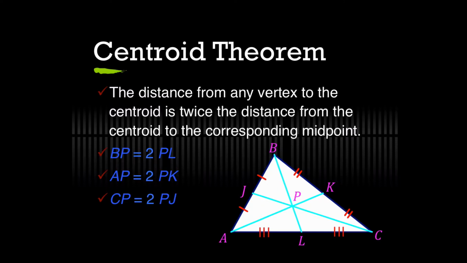AP is twice as long as PK. CP is twice as long as PJ.